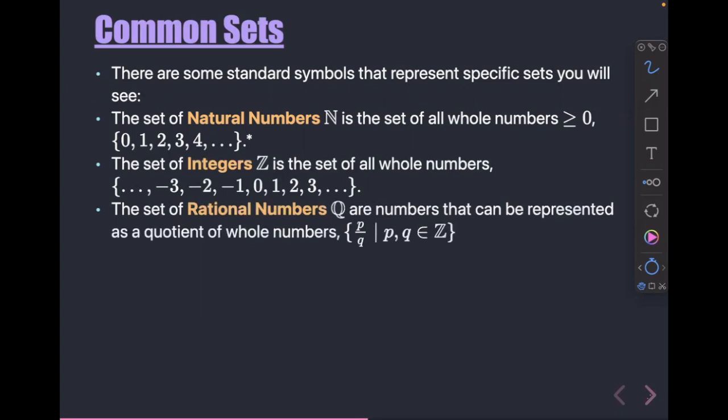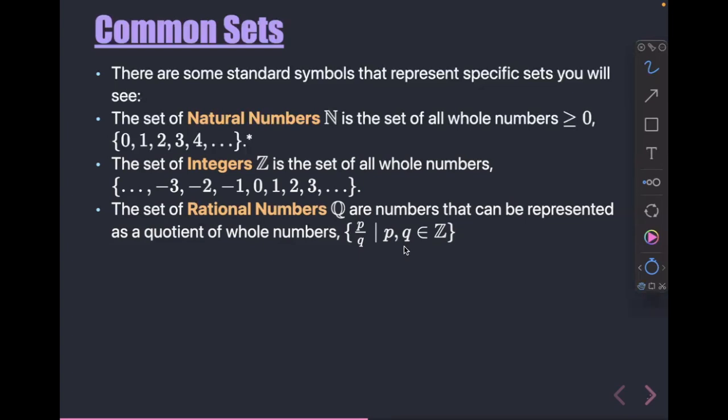Another set of numbers you will see, and we'll talk more about these in the future, is the rational numbers. And this is the first set that I'm showing you that's defined using set notation. The rational numbers are just basically any numbers that can be represented as a fraction. So rational numbers are your fractions. So this is my set notation where I have my formula on one side, and then I have what goes in the formula. So it's P over Q, where P and Q are both integers.